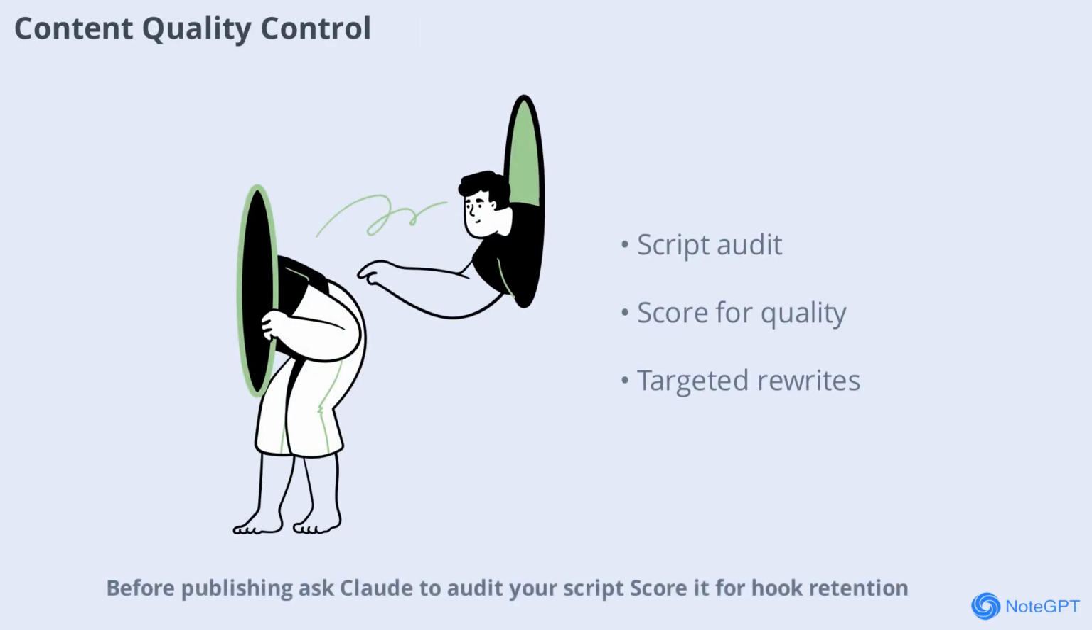Before publishing, ask Claude to audit your script. Score it for hook, retention, clarity, storytelling, value, and originality. Identify weak sections and rewrite only those parts. This keeps your content sharp and audience-focused.